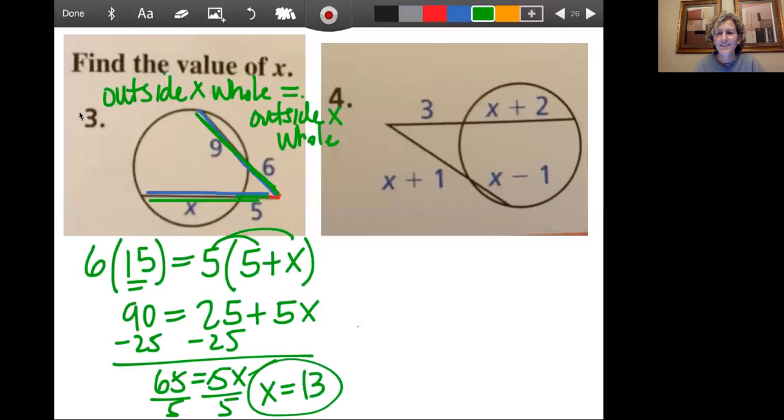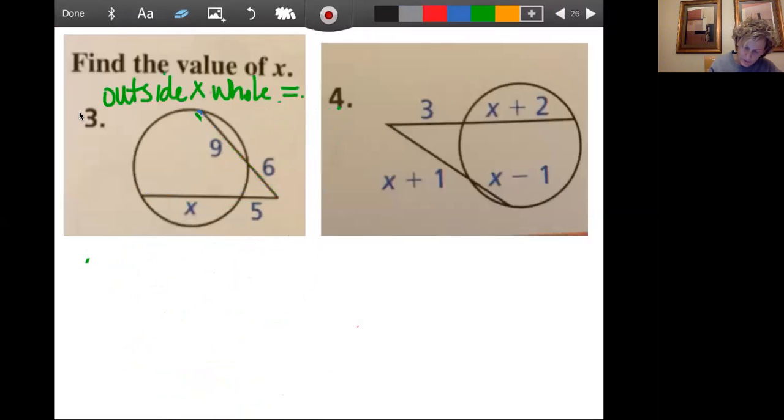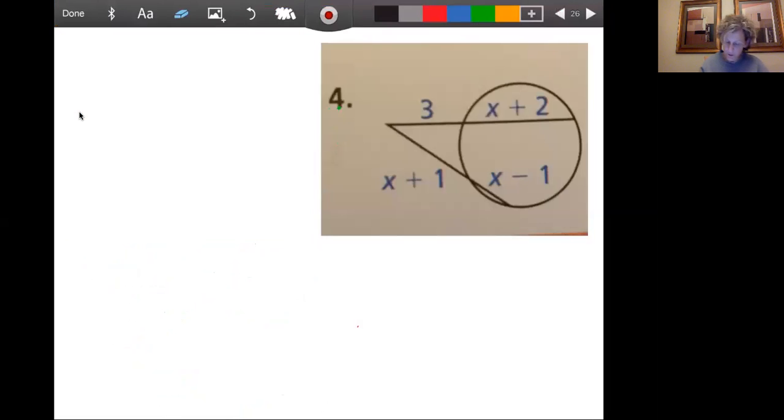All right, great job. Now what I'm going to do for the second one is I'm going to erase all that, and I'm actually going to delete this picture for a moment, because we're going to need a whole lot of space here. It's the same procedure. We still have two secants intersecting outside the circle. And so this is going to be, again, outside times the whole equals outside times the whole.